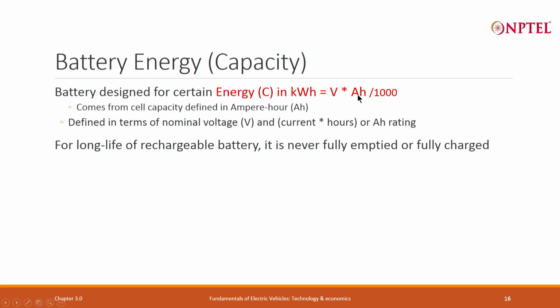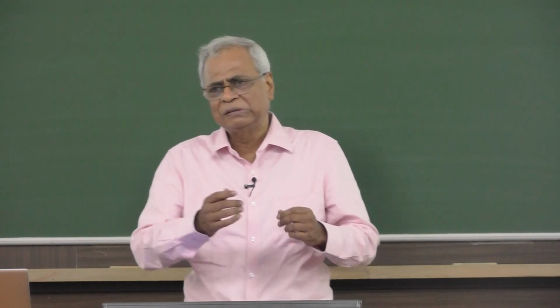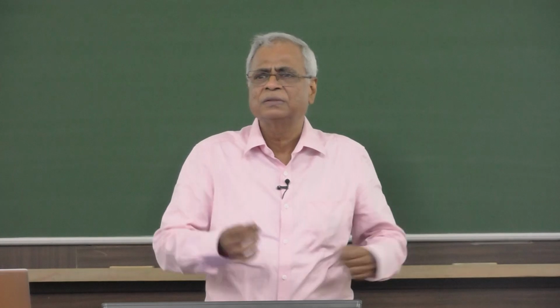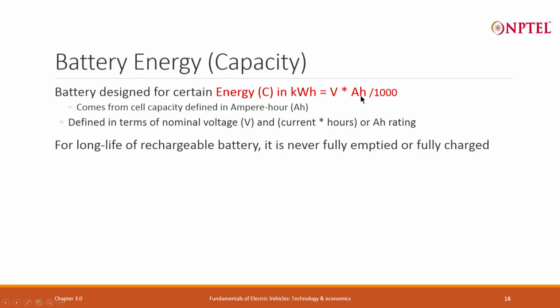Typically, you will use cells with a certain Ah. For example, you may use cells with 50 Ah. So, that is the ampere hour that you will define, but you may actually draw a different amount of ampere at different times, and you have to take that into account. So, the capacity of the battery is defined in terms of V into Ah by 1000, voltage multiplied by current into hours, that is the Ah rating. Cells are very often defined by what is called ampere hour or Ah ratings.